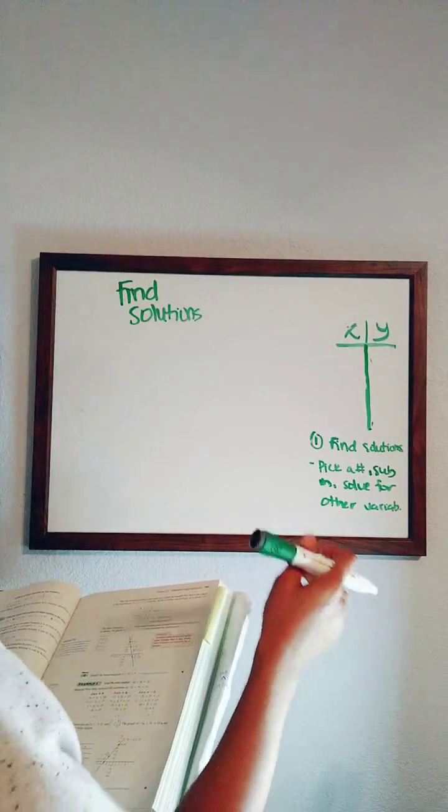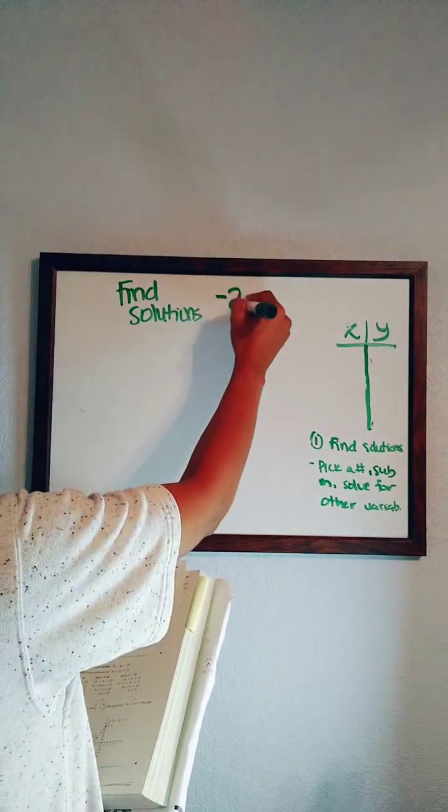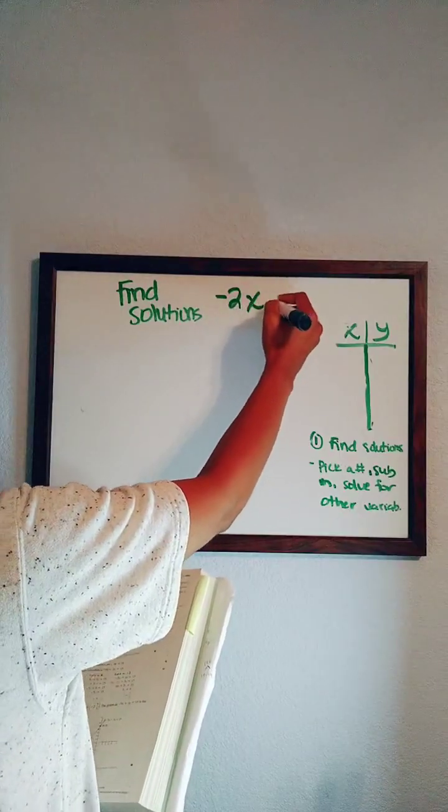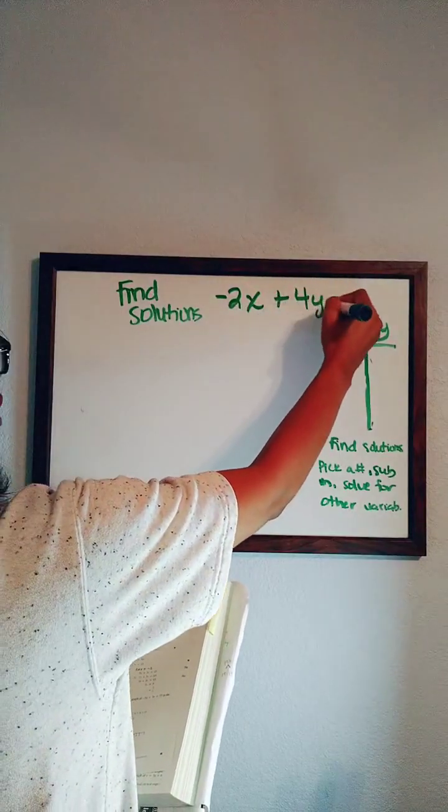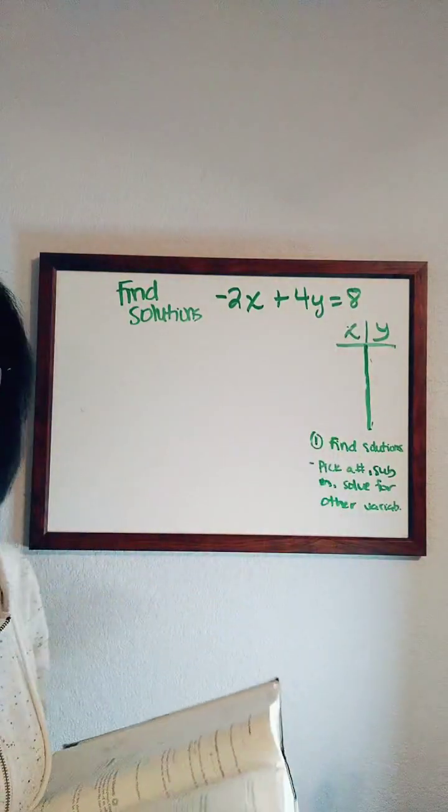So let's do negative 2x plus 4y is equal to 8.